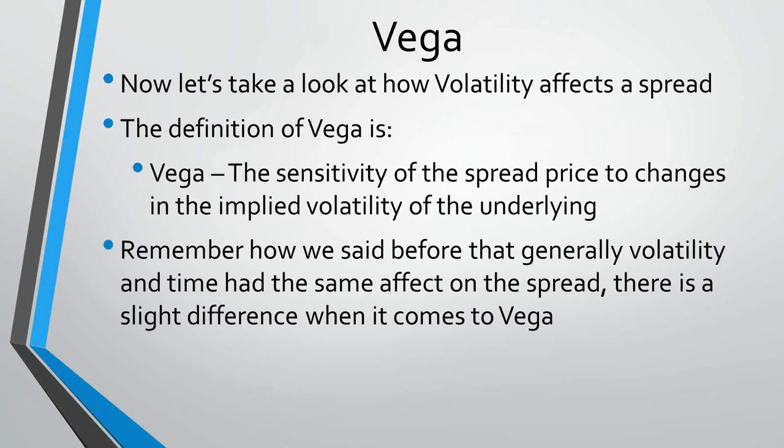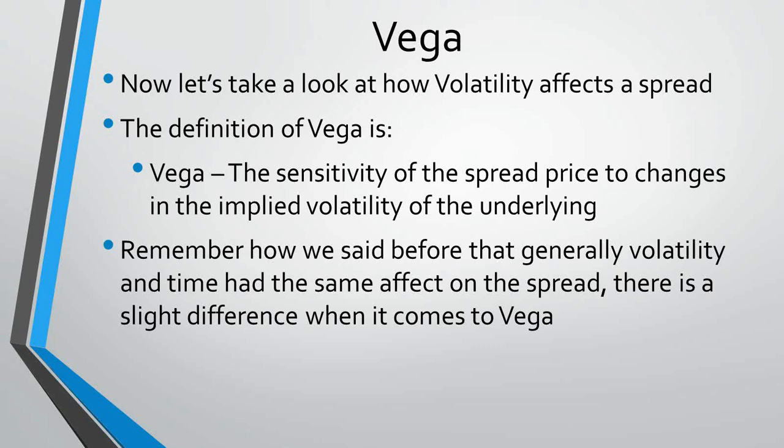Now let's get into Vega and how implied volatility affects the spread. The definition of Vega is the sensitivity of the spread price to changes in the implied volatility of the underlying. Remember how we said before that generally volatility and time had the same effect on the spread? There is a slight difference when it comes to Vega.